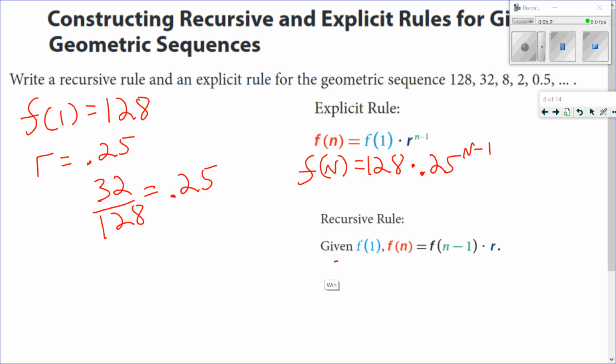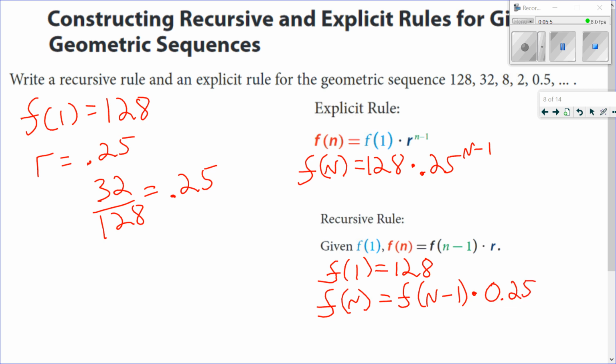So for the recursive rule, we have f of 1 is equal to the first term, 128. And I'm going to write the rest of this here. F of n is equal to f of n minus 1 times r. And r is, I'm going to write 0 this time, 0.25. And that is writing the explicit rule and the recursive rule given a geometric sequence.